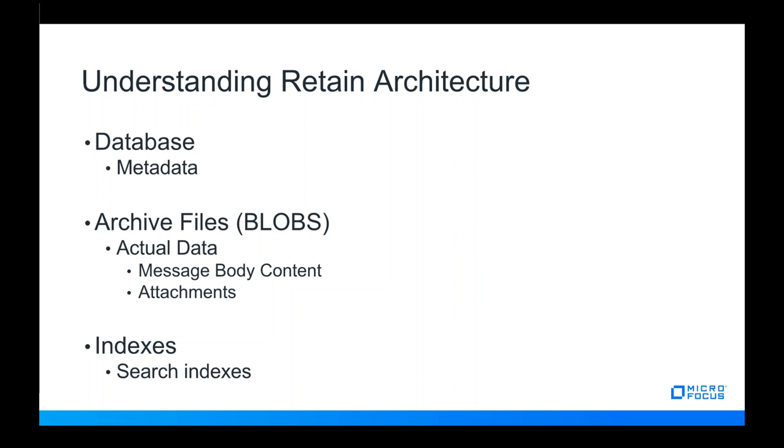The actual data, the message body contents, attachments, and so forth, are spun out in Retain into the archive location as blob files in and amongst 16.7 million directories potentially that are maintained in the archive location. And then thirdly, there are indexes, and all the words that are spread in and amongst the messages are kept in the indexes, which is extremely powerful, particularly in Retain 4.x.